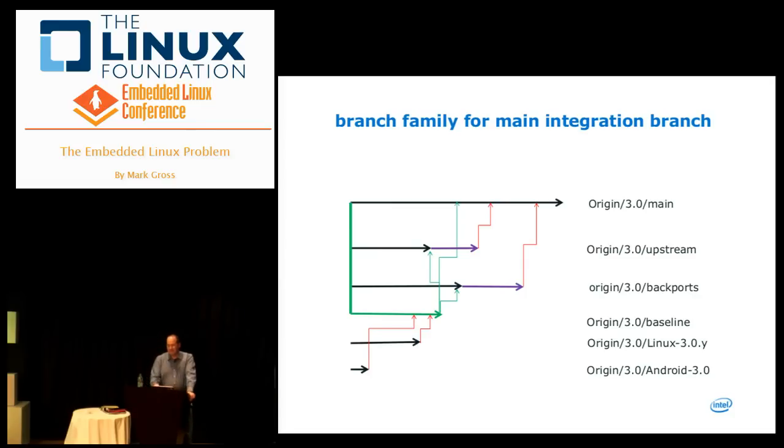But in practice, this upstream one didn't work as well as I hoped. And I'm going to come back this year, and I'm going to try it again. But the backport, that worked great. I recommend that. So the way it works is, when we started the 3.0 branch tree, when we started with the Linux stable tree and the Android 3.0 branch, we merged those together, and that created our baseline. And so everything has a common origin, a common ancestor in the baseline.